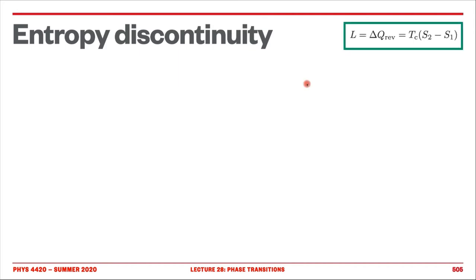Okay, so let's try to look a little bit more in detail at this entropy discontinuity. And I remind you of this important equation which defines the latent heat. It's going to come in handy. It's a very important relationship because it relates the latent heat with the change in entropy at the critical temperature.